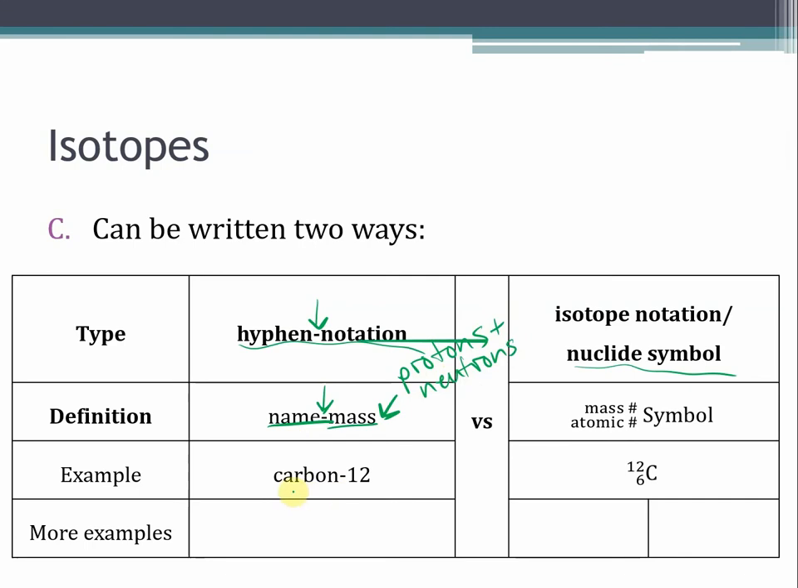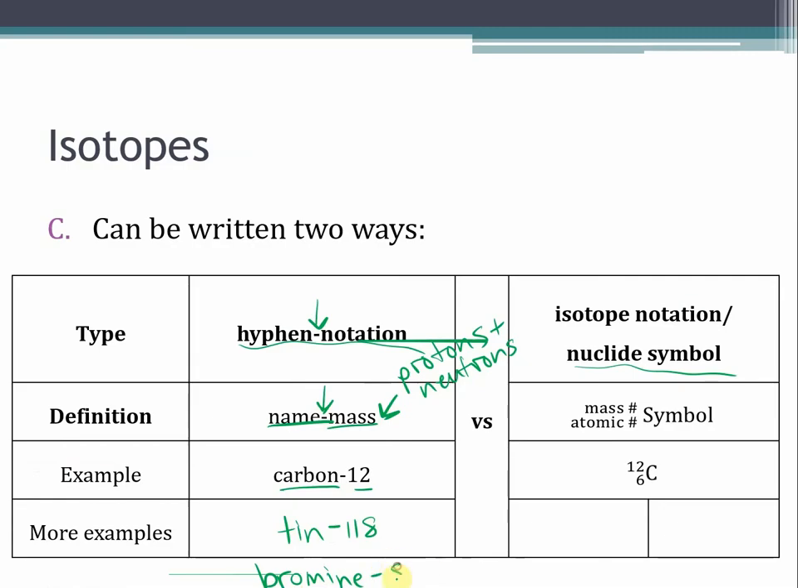So for example, carbon-12: the name of the element is carbon, and its mass number is 12. So in its nucleus, there are 12 things. Another example would be tin with a mass of 118. So that's just read as tin-118. Or bromine with a mass of 80. So just bromine-80. So that's the hyphen notation. That's how we write it with just the name and the mass. That's easier to come up with, and it's easier to write because it's one name and one number, but it's not quite as useful because if you want to know anything specific about carbon or tin, you still need your periodic table to find the atomic number, the number of protons.